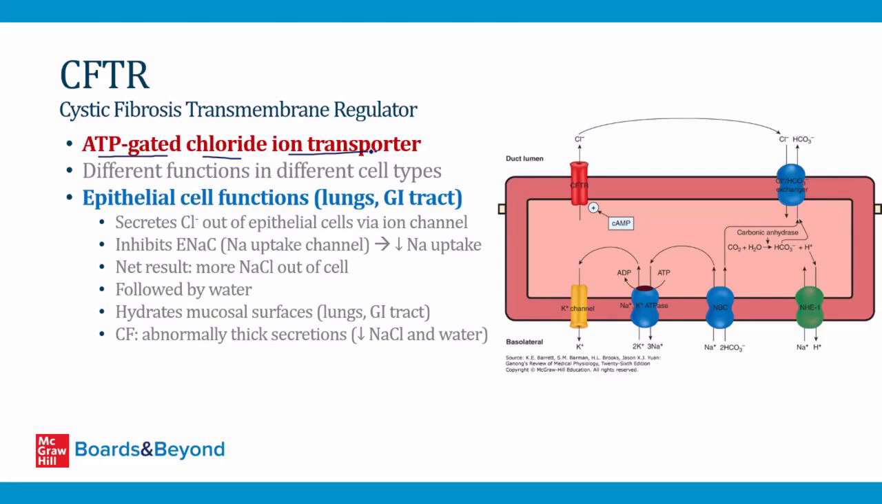So what does this mean? This means that it's a transporter of the ion chloride, and in order to move chloride in and out of cells, it uses ATP. That's why it's called ATP-gated. And it has different functions in different cell types.